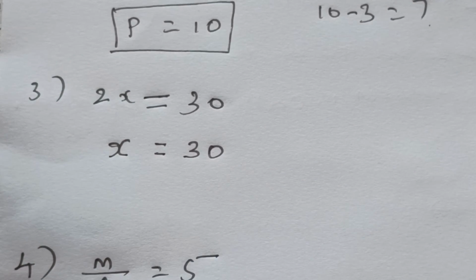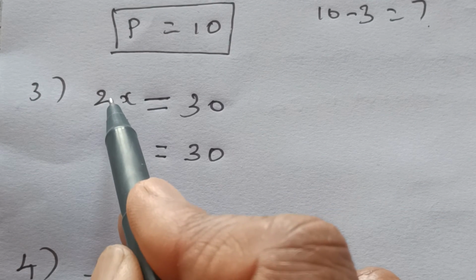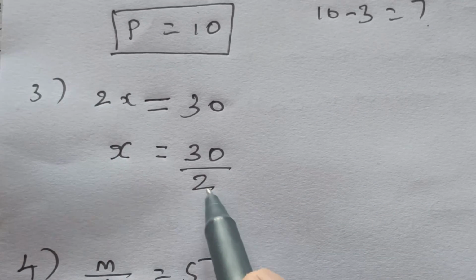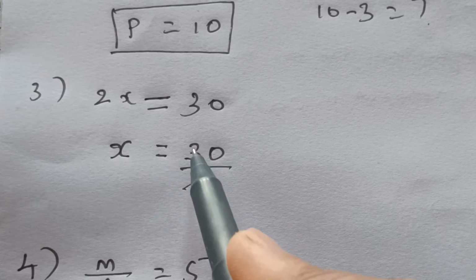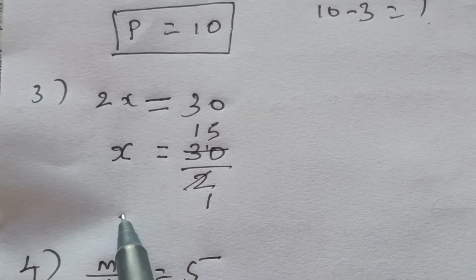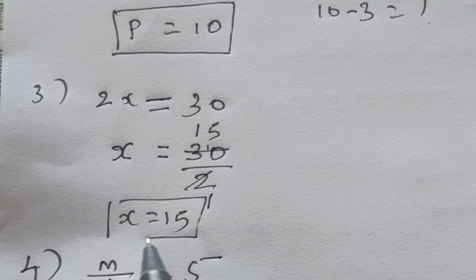You write it first. Now you bring this number to the right hand side. 2. What is the operation? Multiplication. It changes to division. Now cancel. 2 ones are 2. 2 ones are 2. Remainder 1. In 10, 2 fives are 10. x is equal to 15 is our solution.